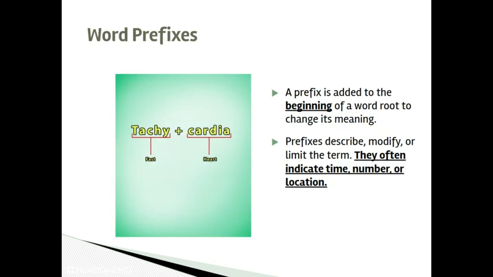Then we have prefixes. Now you do not have to have a prefix in a medical term. Okay. So that prefix goes before the root word and typically tells you a time, number, location. So tachycardia, tachy means fast. Well, what's fast? Well, the root word, okay? Cardi, which is heart. Okay, so this person has a fast heart, fast heartbeat. Or we could call that a pulse too.